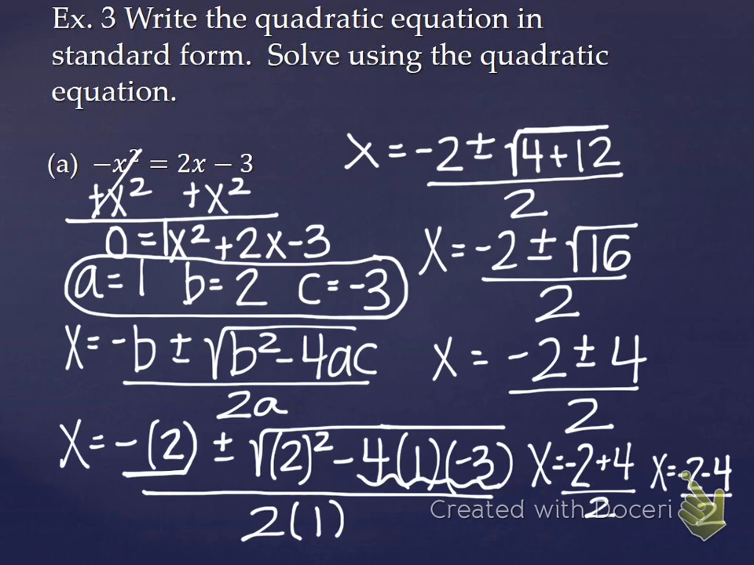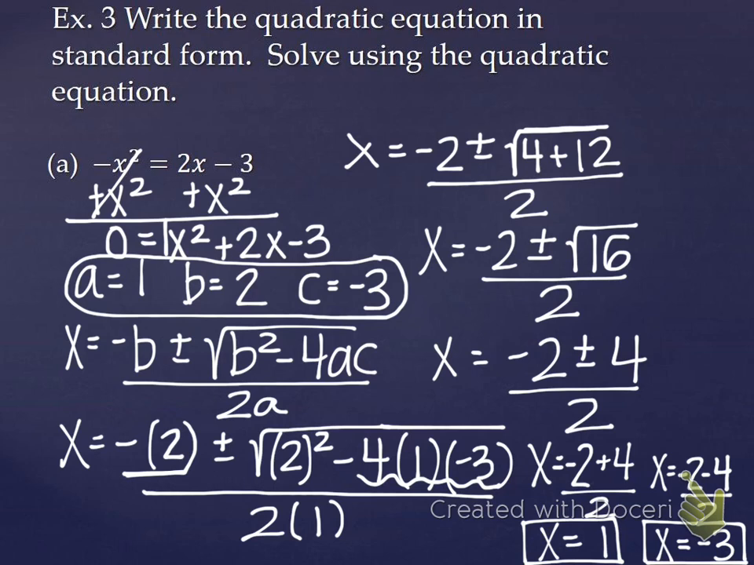And lastly, follow that arrow down to step 7, simplify. So what is -2 plus 4? 2, and 2 divided by 2 is 1. Awesome. And then -2 minus 4? And -6 divided by 2? -3.